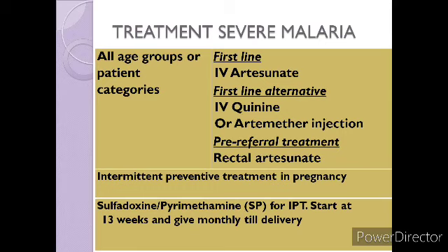Intermittent preventive treatment in pregnancy. So these pregnant mothers can be given IPT, which is sulfadoxine pyrimethamine, and it is started at 13 weeks of gestation, and it is given monthly till delivery. Here it's good to do a direct observation therapy. The pregnant mother takes the drug when you are observing.